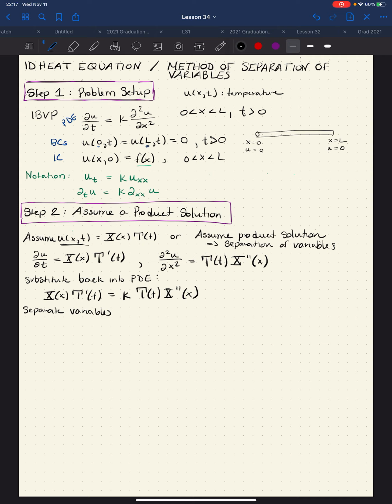So on the left-hand side, I'm going to let time stay over there. So T prime of t divided by, and I'm just going to divide by the T of t on the right-hand side, and k. So k, T of t. And that is equal then to X double prime of x divided by X of x. Okay, so this is where I'm going to stop.